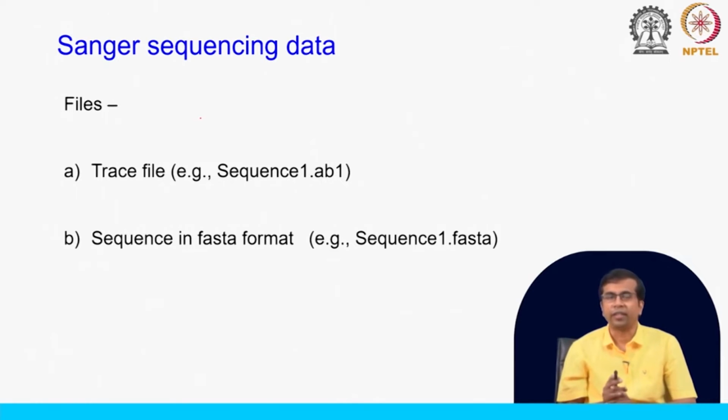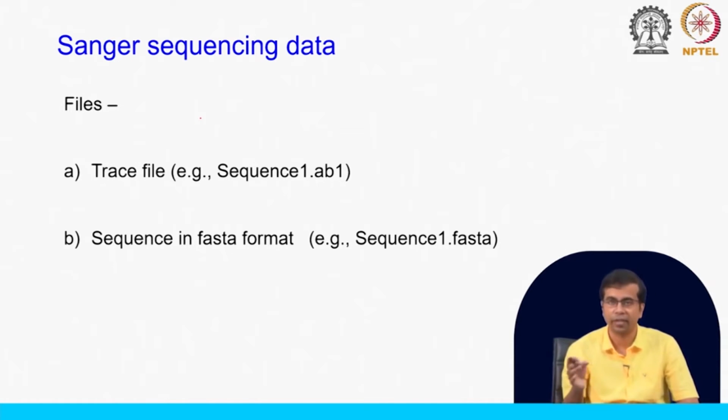So, Sanger sequencing data, it turns out, you get two files. One is called the trace file. For example, you will see something like sequence 1.ab1, just as an example. So, these are called AB1 files. Whenever you do Sanger sequencing, you will get these AB1 files.